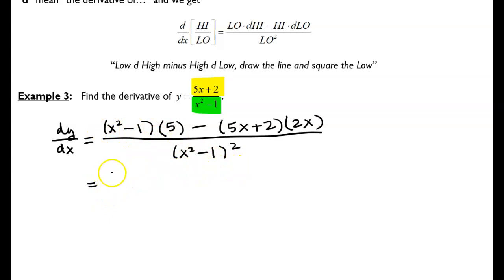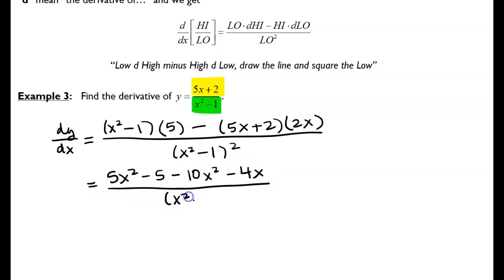We're going to go ahead and distribute. So we have 5x squared minus 5. And then over here, we're distributing as well. Be careful with this negative sign. Minus 10x squared minus 4x all over x squared minus 1 squared.